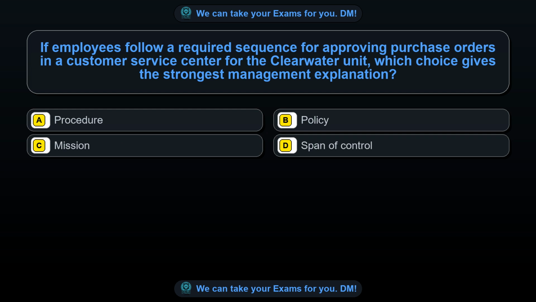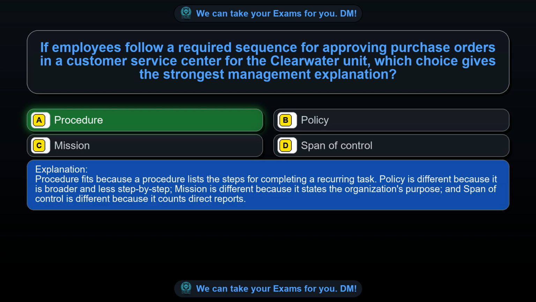Question 14. If employees follow a required sequence for approving purchase orders in a customer service center for the Clearwater unit, which choice gives the strongest management explanation? Option A, procedure. Option B, policy. Option C, mission. Option D, span of control. The correct answer is option A, procedure.